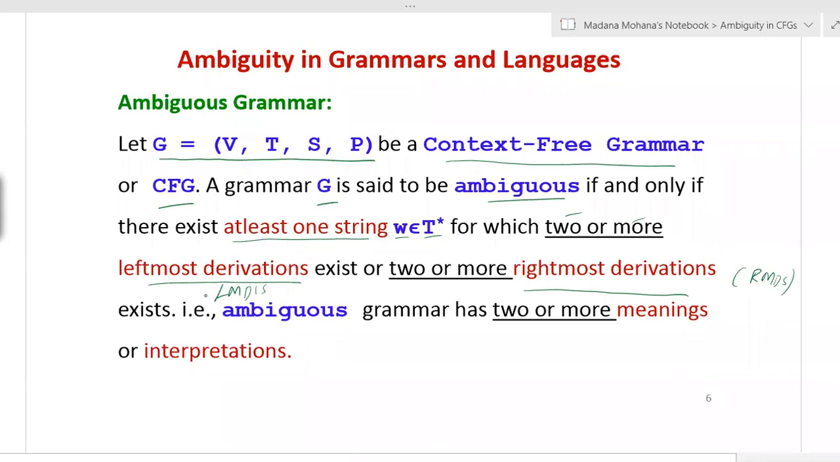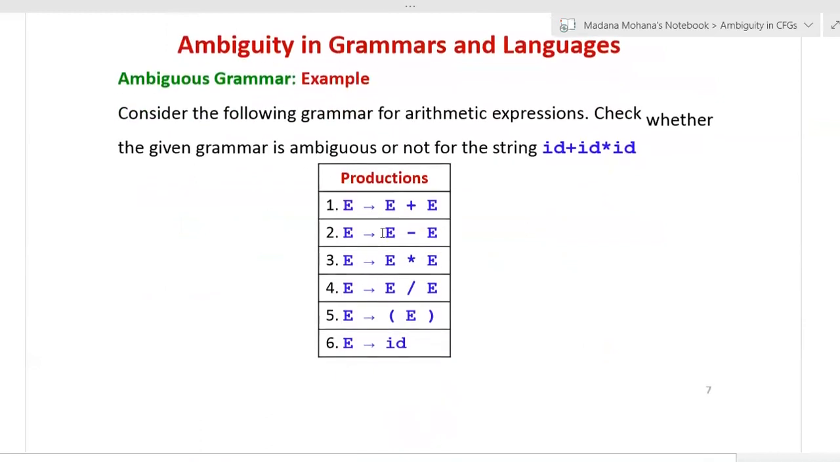Then we can say the grammar is ambiguous. The general meaning of ambiguous is that it has two or more meanings or interpretations. So any context-free grammar is said to be ambiguous if and only if there exists at least one string, say w belongs to T closure, for which there exist two or more leftmost derivations or two or more rightmost derivations. Then only we can say the grammar is ambiguous. Now let us see one example.